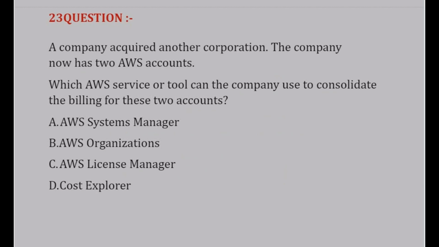Question is, a company acquired another corporation. The company now has two AWS accounts. Which AWS service or tool can the company use to consolidate the billing for these two accounts? Option A. AWS Systems Manager. Option B. AWS Organizations. Option C. AWS License Manager. Option D. Cost Explorer. Correct answer is option C.